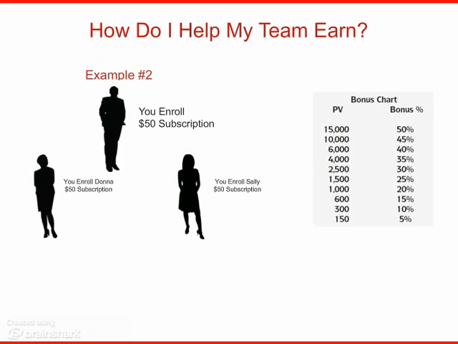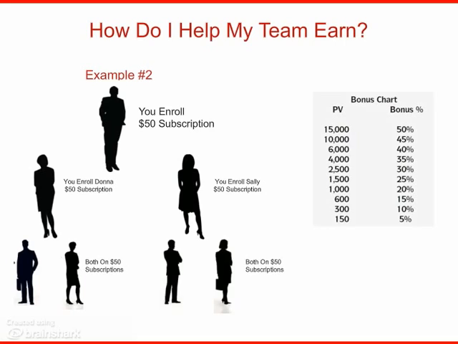The next question would be, how do I help my team earn? What you're going to help Donna and Sally do is basically repeat the same thing that you've already done. You're going to help Donna go out and enroll 2 members of Life at $50 subscriptions. You're going to help Sally do the same thing, 2 members of Life at $50 subscription. At the end of a calendar month, both Donna and Sally's team volume has helped them reach the $150 PV level, which will give them a 5% return. So both of them earn a $7.50 check.